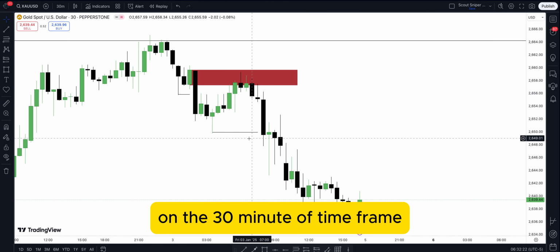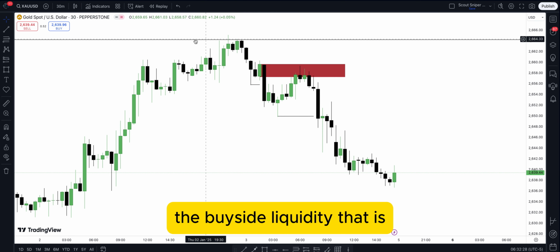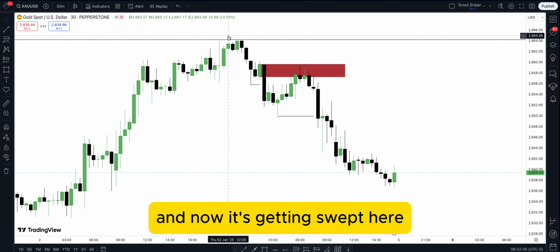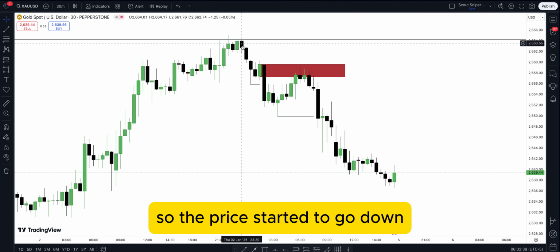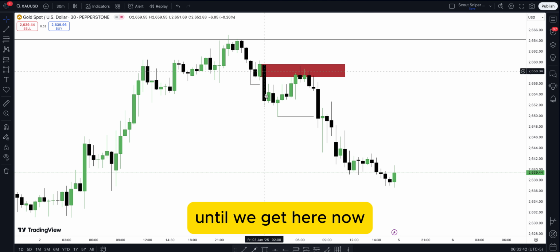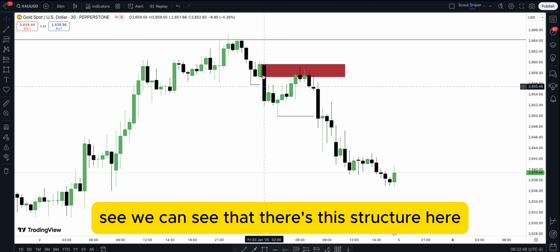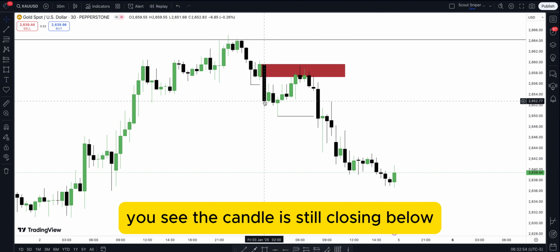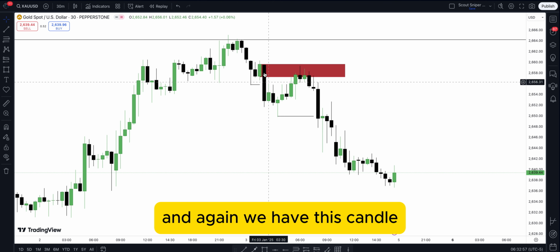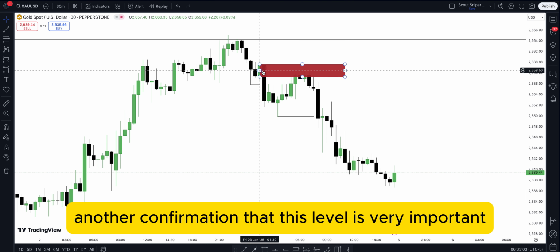On the 30-minute time frame, you can see that this candle, this is the buy side liquidity that I marked on the daily, and now it's getting swept here. So I waited to see my confirmations. The price started to go down. There's no break of structure all the way until we get here. Now whatever is happening on the high time frame is happening on the lower time frame. So you can see that there's this structure here getting broken out. You see the candle is still closing below, forming our fair value gap here. And again, we have this candle, the green one, as our order block. Another confirmation that this level is very important.